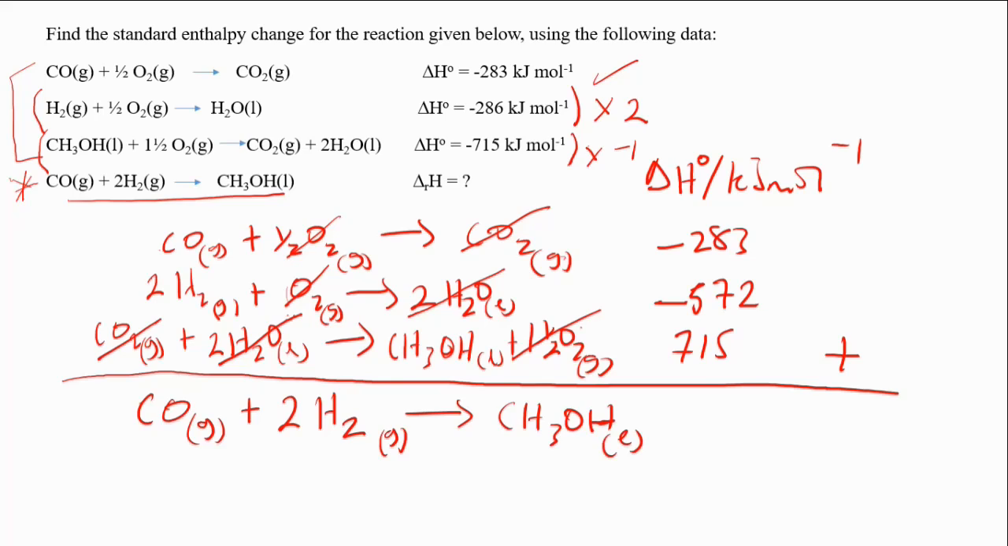Now we need also to sum the numbers. Let's sum the numbers. Let me just get my calculator. 2 minus 283 plus minus 572 plus 715.